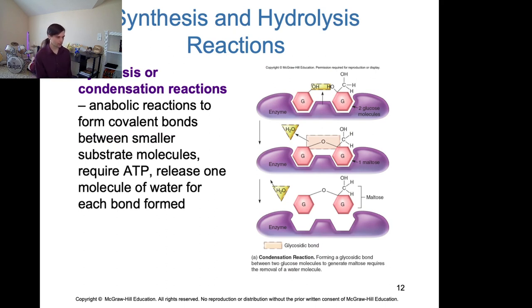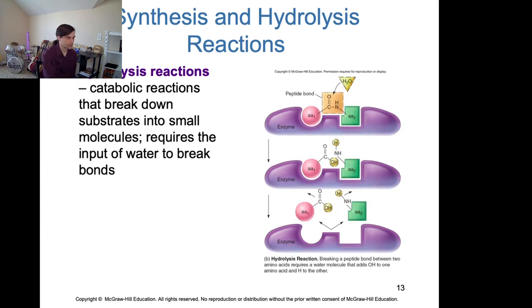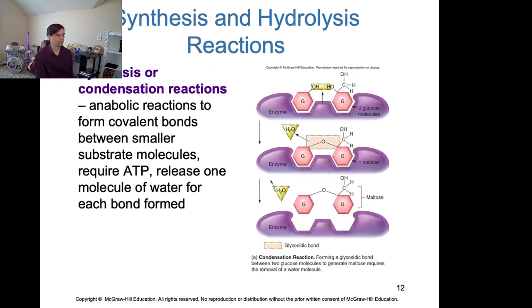So this is where the metabolism part kind of kicks in a little bit, when we're talking about the different types of chemical reactions and how enzymes do this. So there's basically two different types of chemical reactions. You have a synthesis reaction, condensation reaction, or hydrolysis reaction. So synthesis means putting things together.